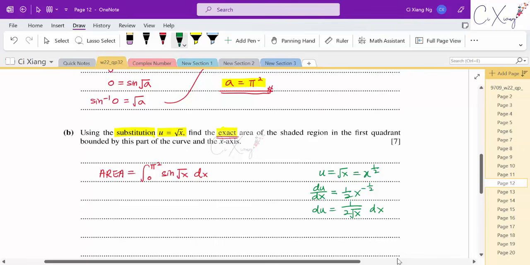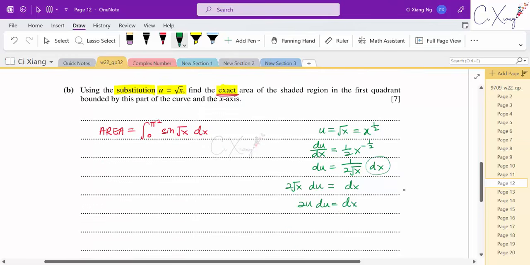I want to make my substitution easier later, so I want to keep only the dx in my equation. So I bring the 2 square root x to the other side. If I want to express everything in terms of u for the left hand side, then I have 2u du equals dx. How do I know that 2 square root x becomes 2u? Because u is equal to square root x, therefore I replace it to get the variable in terms of u.